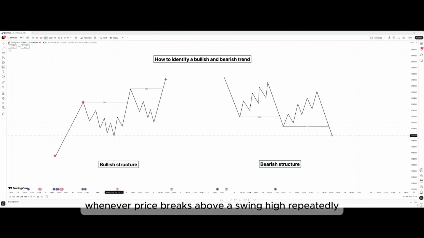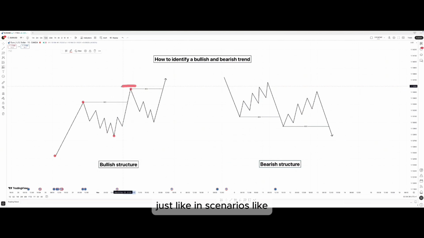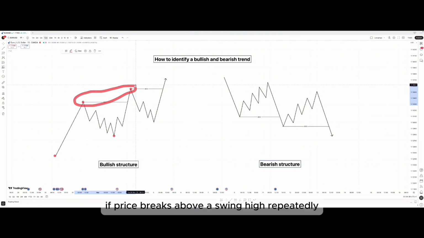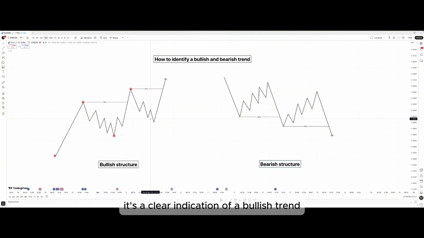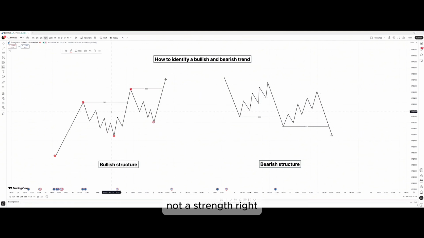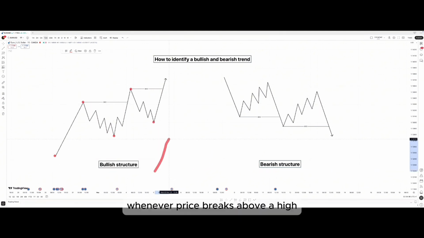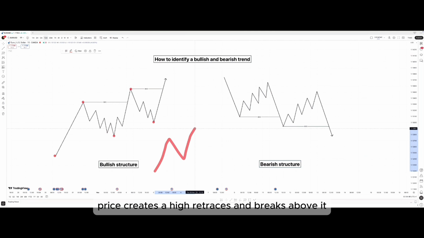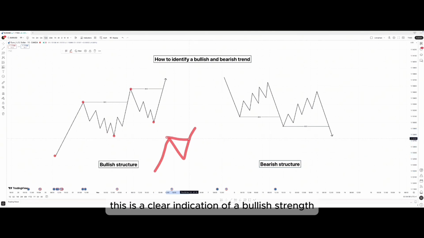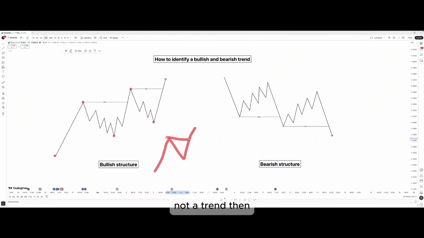Okay, then whenever price breaks above a swing high repeatedly, just like in a scenario like this, it's a clear indication of a bullish trend, not a strength, right? Whenever price creates a high, retraces and breaks above it, this is a clear indication of bullish strength, not a trend.